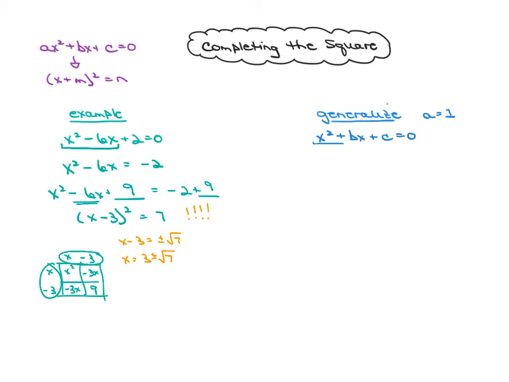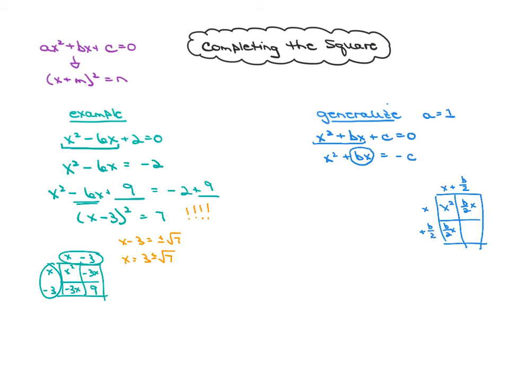I want to focus only on my variable terms, so I'm going to isolate those by subtracting c from both sides. The next step is I want to complete the square, and I'm going to give us an area model again to visualize. We've got x squared here. I've got to take my middle term and split it in half. So b over 2x, b over 2x, which means the sides of my square are x plus b over 2.